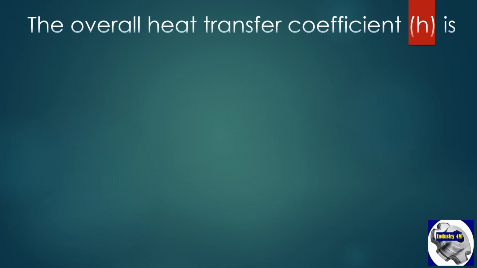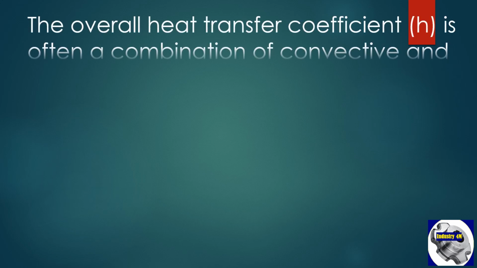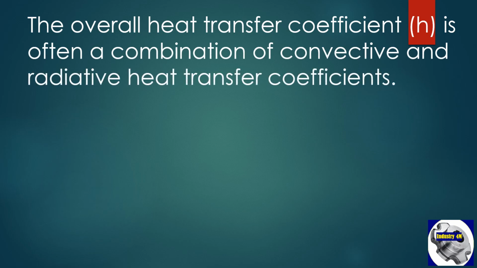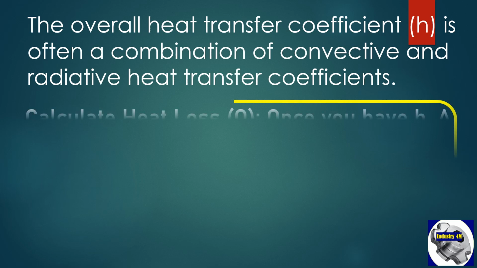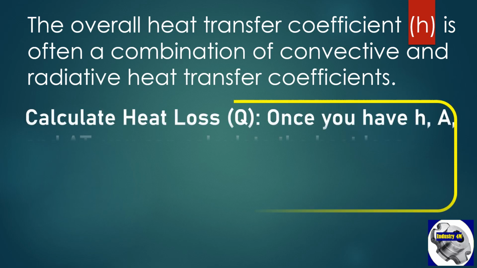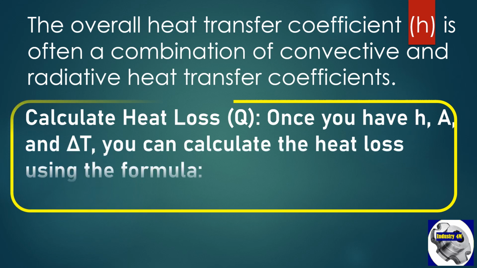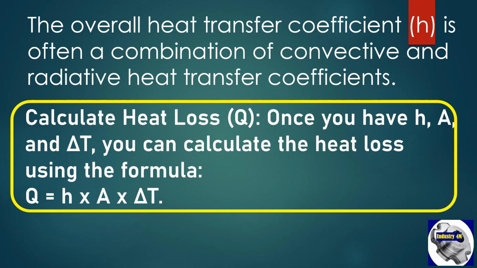The overall heat transfer coefficient H is often a combination of the convection and radiation heat transfer coefficients, and the formula to calculate the heat loss is Q. Once you have H, A and delta T, you can calculate the heat loss using the formula Q equals H times A times delta T, and you will get the answer in watts.